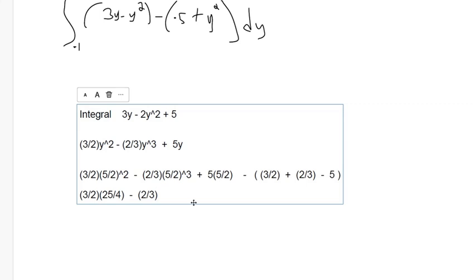5 to the third is going to be 125. Then 2 to the third is 8. Then this is 25 over 2. So we got 3/2 over here plus 2/3 minus 5. So let's get common denominators there. That's 6. Multiply the top and the bottom by 3. That's 9 over 6 for that one. Multiply the top and the bottom by 2. So that's 4 over 6. And then the top and the bottom by 6. That's 30 over 6.